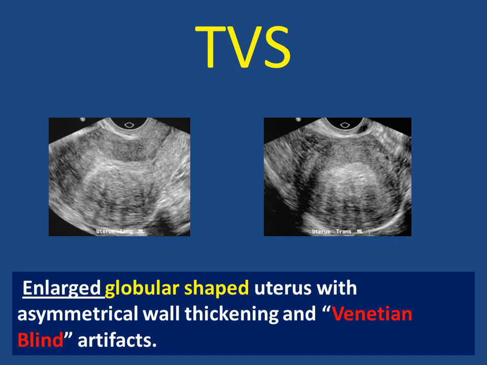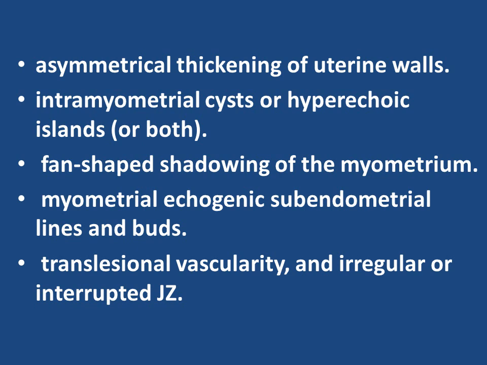So we have to examine the patient by two-dimensional ultrasonography, by transvaginal route. You may see the myometrium enlarged symmetrically or asymmetrically. The uterus is globular in shape with thickening, and characteristically trabeculation or irradiation inside, like a fan shape inside the myometrium. So these are the possible ultrasonographic findings: asymmetrical thickening of the uterus, intramyometrial cysts or hyperechogenic islands or both, fan-shaped shadowing due to the gland branching inside the myometrium, myometrial echogenic subendometrial lines and buds, translesional vascularity, and irregular or interrupted junctional zone.